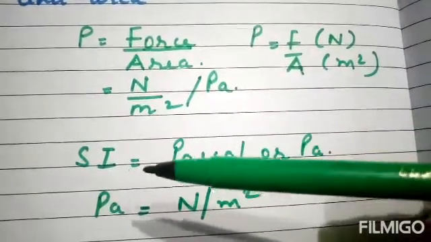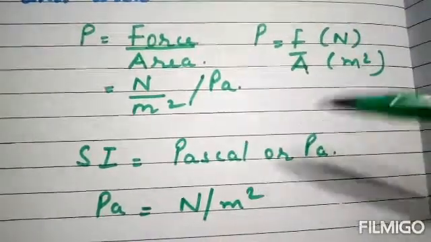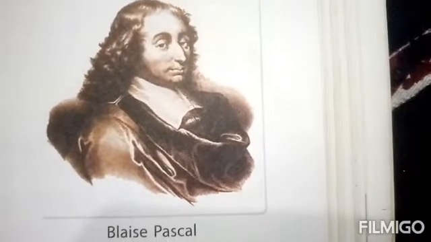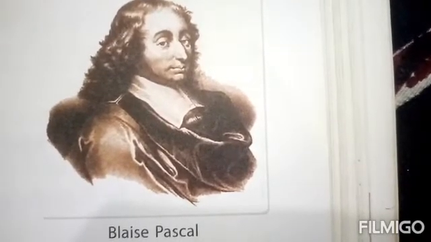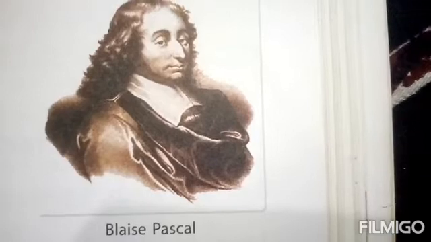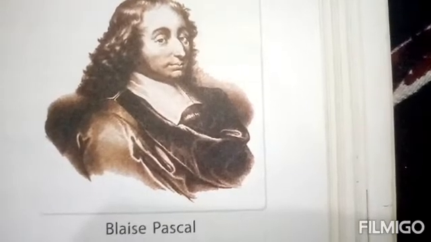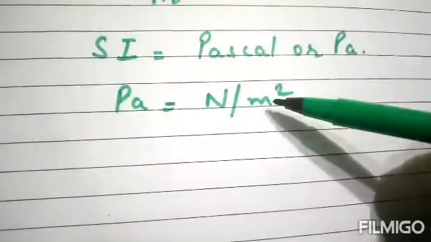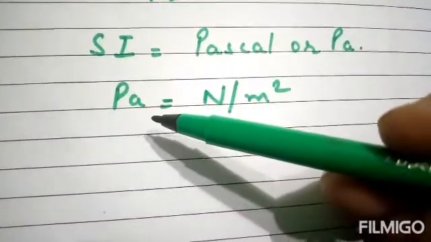Now the SI unit of pressure is Pascal. It is named after Blaise Pascal, a French mathematician and physicist. So Newton per meter square can also be written as Pascal.